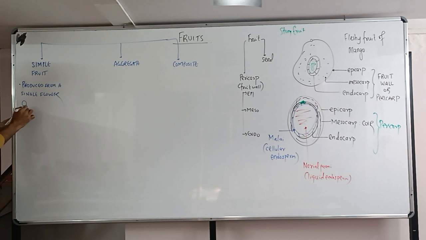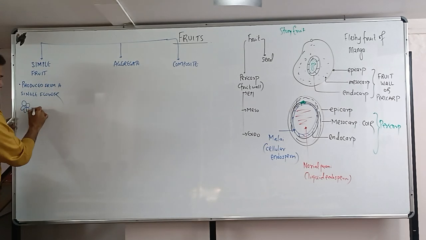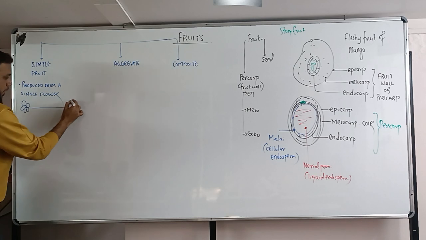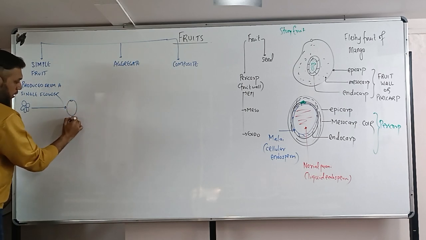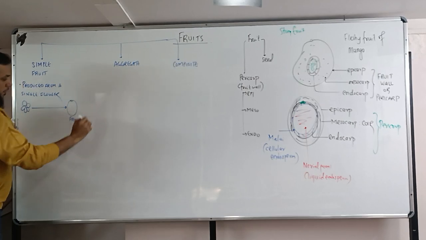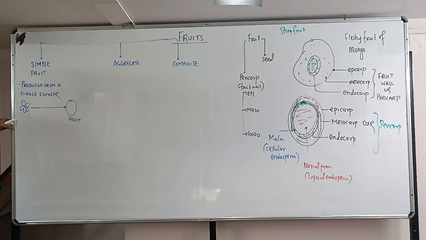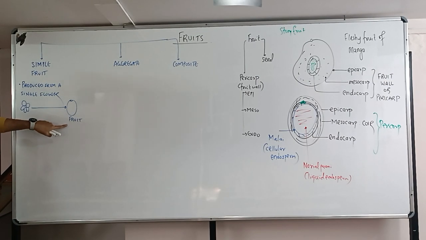There is one flower, and that will result in the formation of one what, which you know? Fruit. So one fruit develops from one flower.